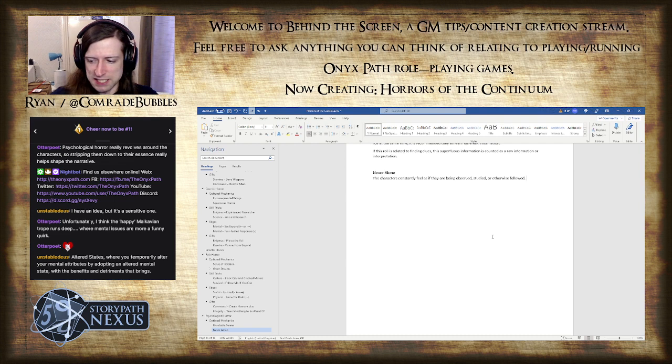I kind of want to see if I can make enhancement a bad thing. No, not necessarily a bad thing, but a neutral thing at worst.